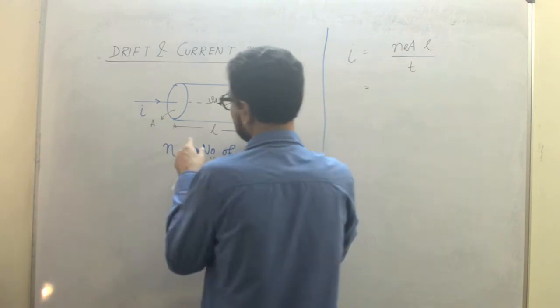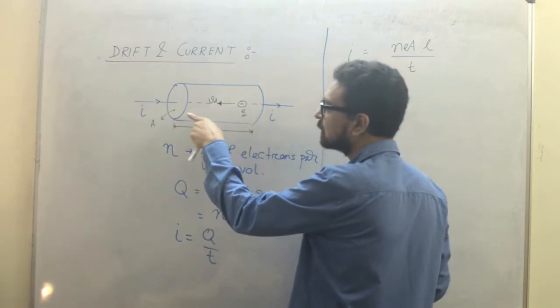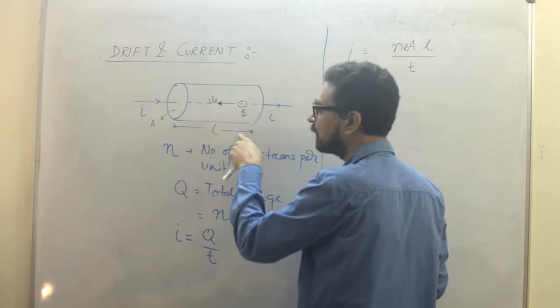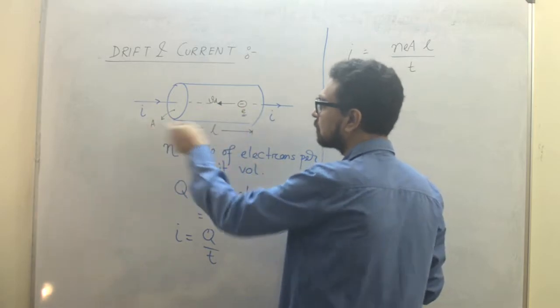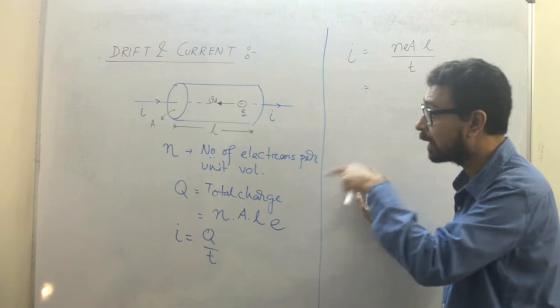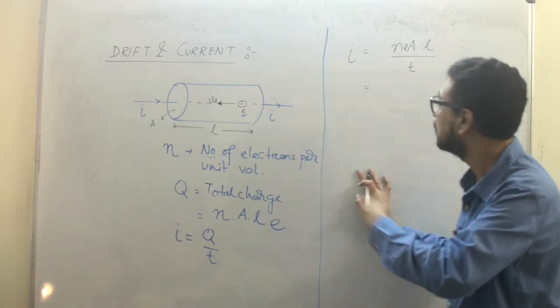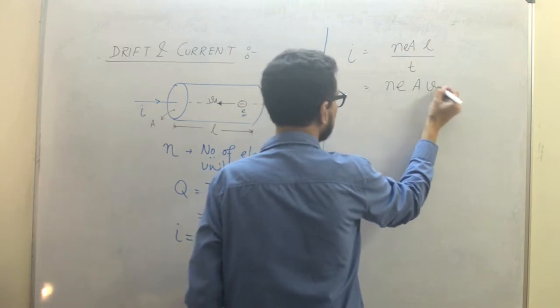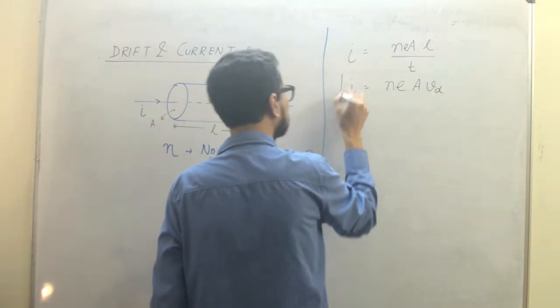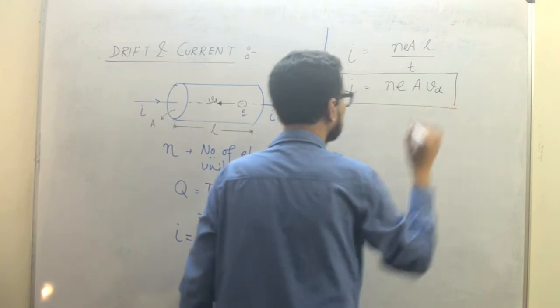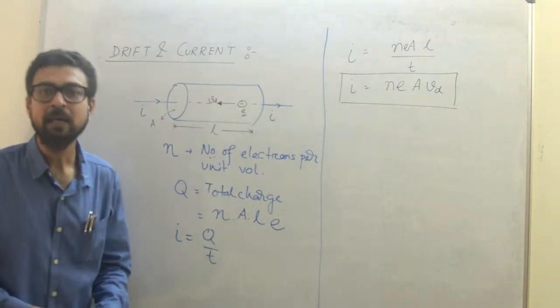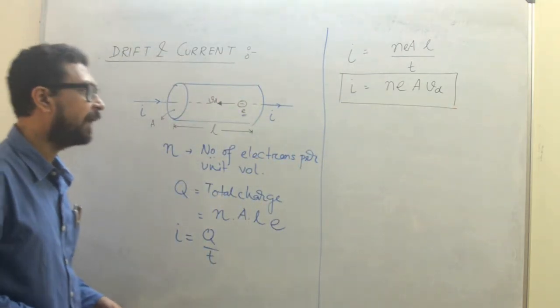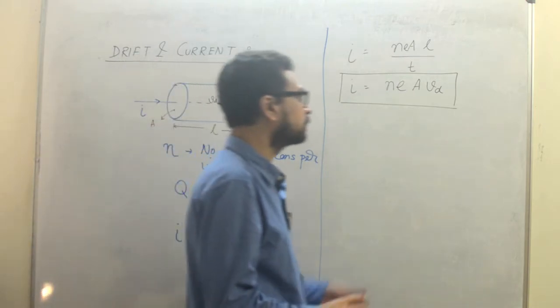So L by t will give me the drift velocity, because the electron is traveling this length L in time t, and that is the reason why the current is flowing. So we can understand that Vd is L by t. So finally we have this expression. You can see this is a very important expression for current electricity, that I is equal to nAeVd. We should know this.